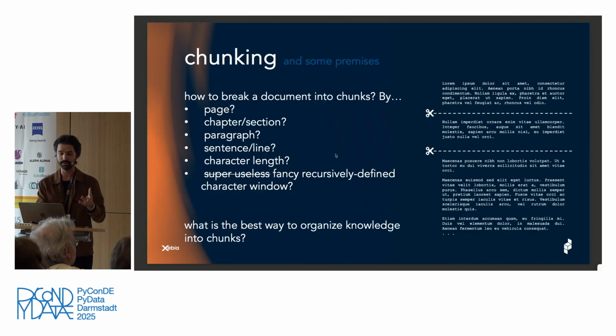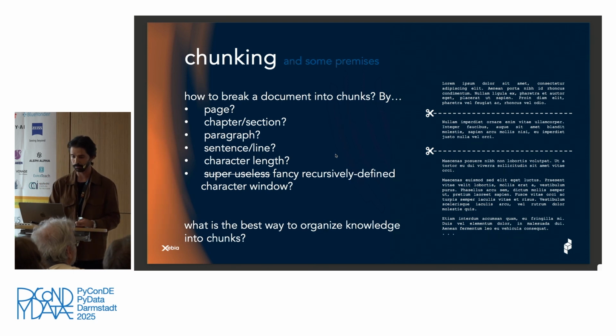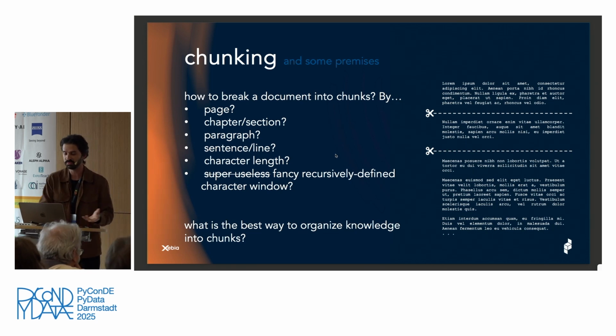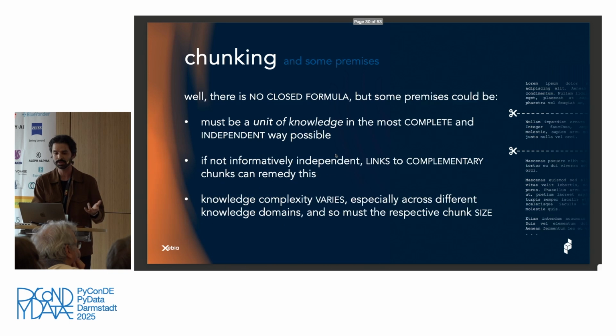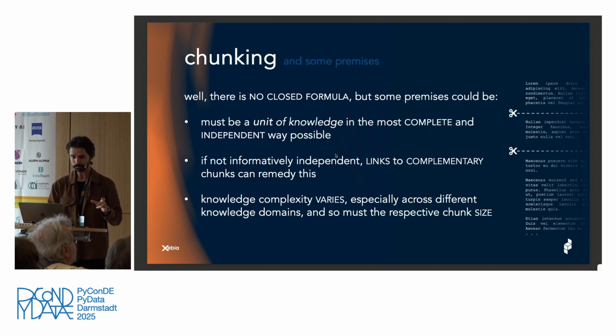And no matter how many fancy or sometimes useless techniques to break this jumbo big string down to chunks. So by page, by chapter, by paragraph, what is the best way to organize that? I mean, if you have felt some pain when developing RAG applications, you might agree with me that there's no closed formula, right? So allow me to just pin here to define some premises we can work on top of, so then I can deliver some insights based on those.